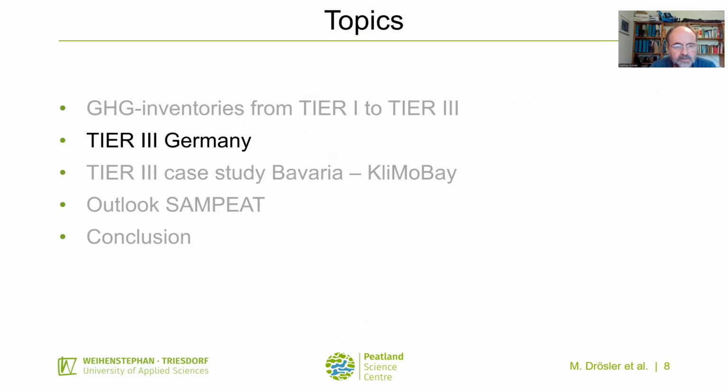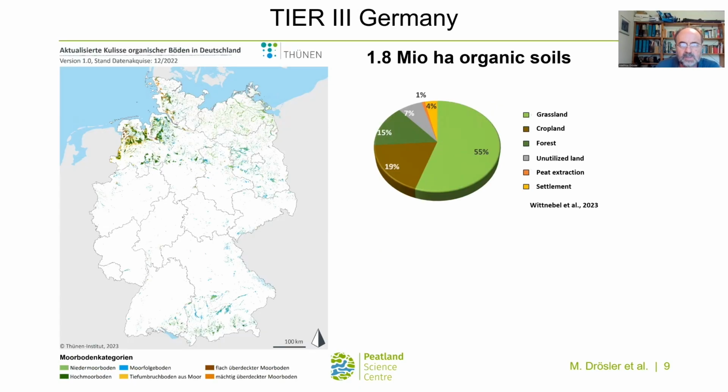But it is not enough, if you have high emissions, to just apply Tier 1 or even Tier 2 approaches. So for that reason, I give you a short insight into the Tier 3 approach in Germany. Germany has about 1.8 million hectares of organic soils. Now it's updated to 1.93 million hectares of organic soils.